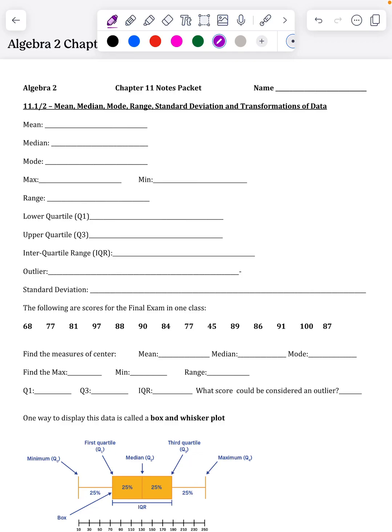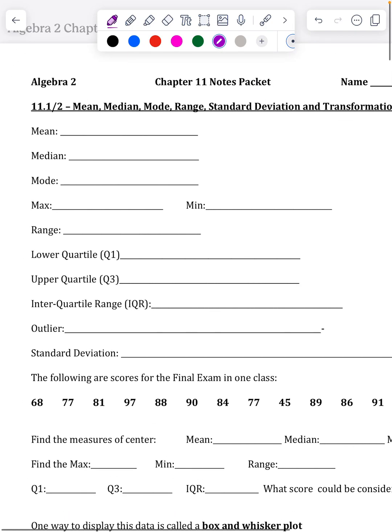Alrighty, friends, let's start chapter 11. We're going to start with some terminology of things that you probably already know. We're going to do a little bit of introductory stats and analyzing data, that kind of thing.